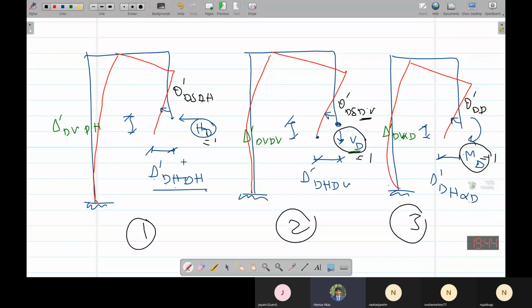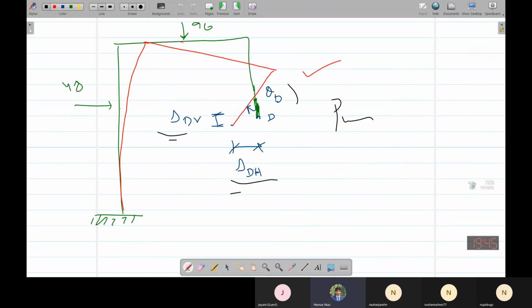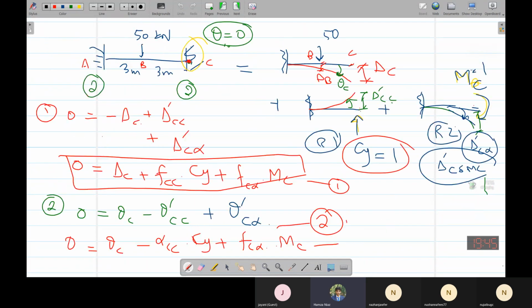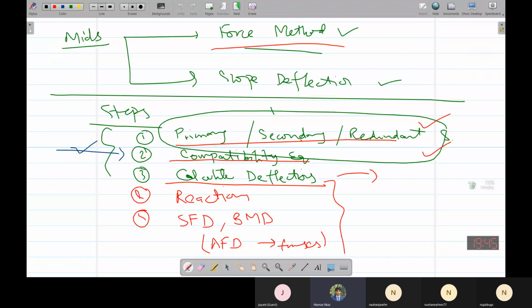So this deflection was caused by HD force. This one was caused by VD force, and these three were caused by MD force. Are you following me up till now? Is it clear? We have done 2 steps. We have derived the primary structure as well as the redundant structures, and we have written the compatibility equations.